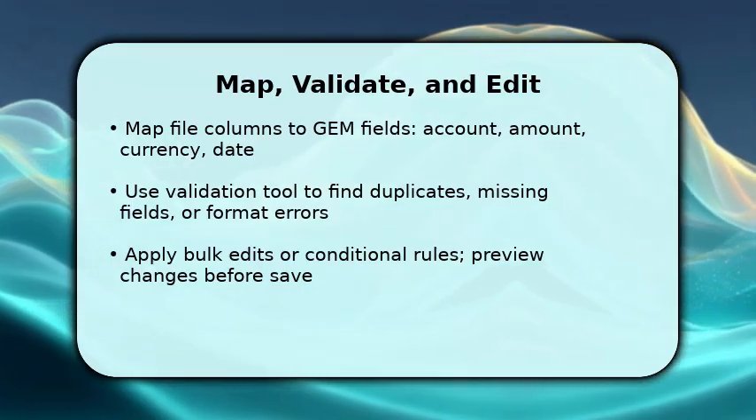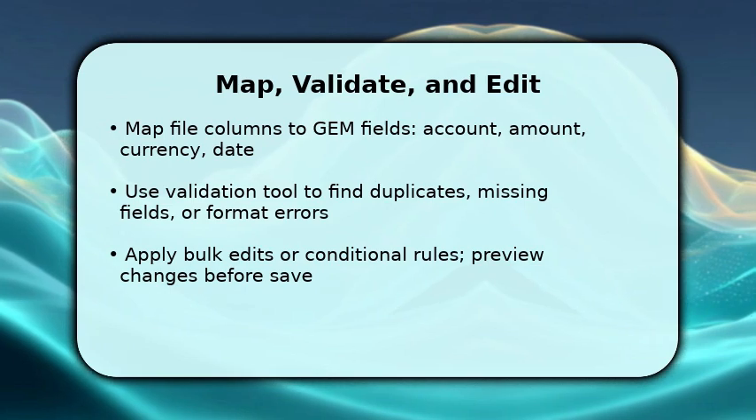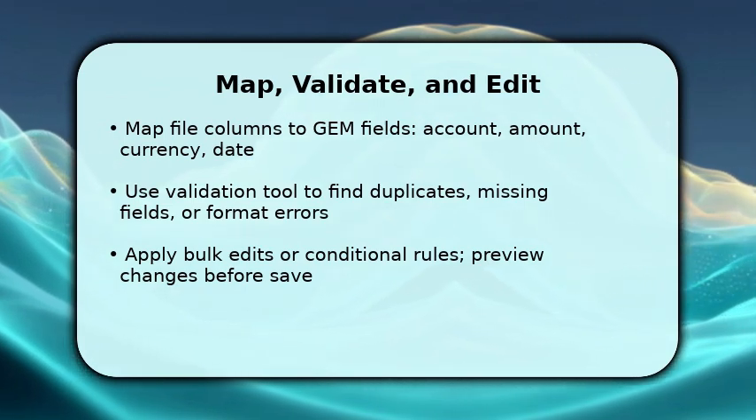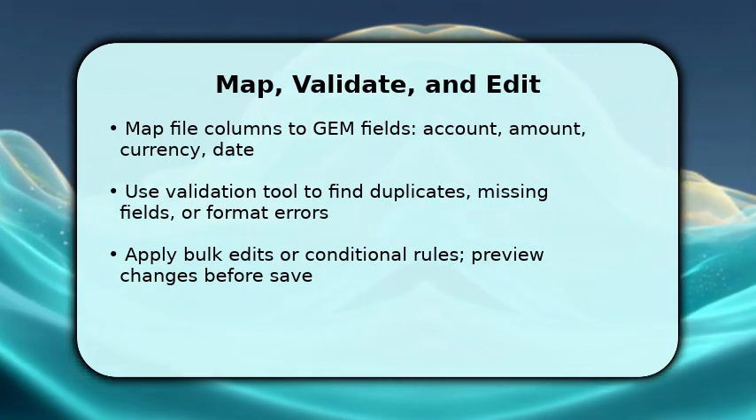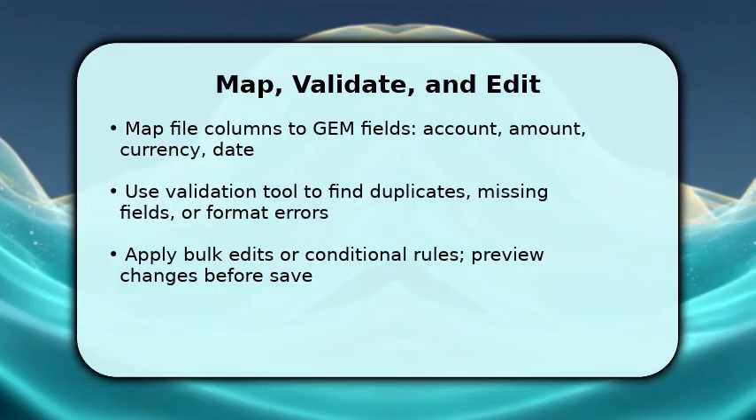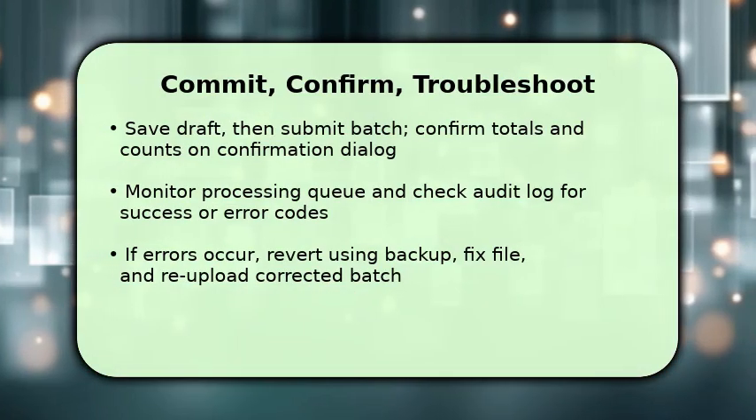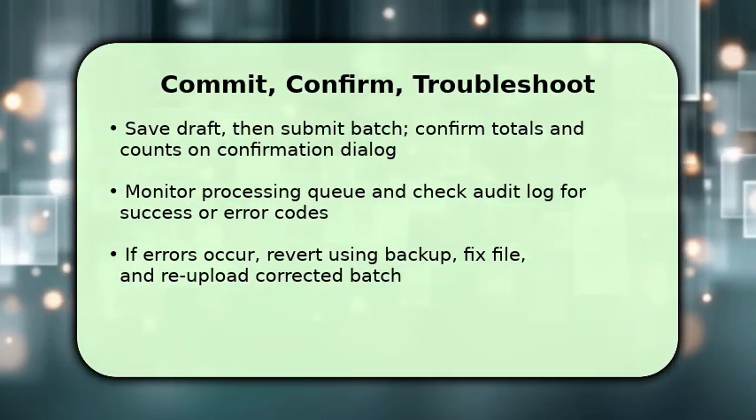Once edits are applied, preview the changed rows and run a small test subset through GEM's sandbox or dry run to confirm behavior. You finish by saving a draft and then submitting the batch when totals and counts match expectations.